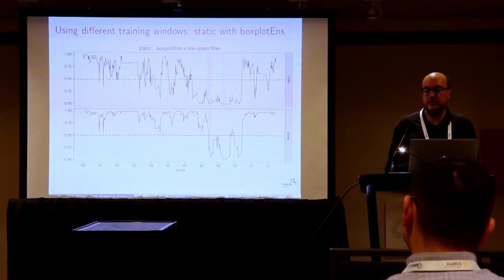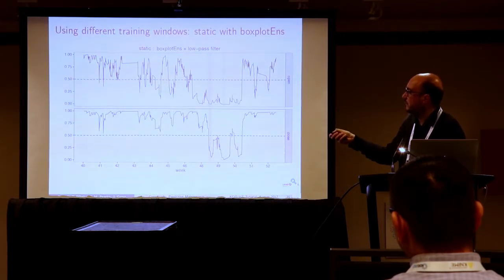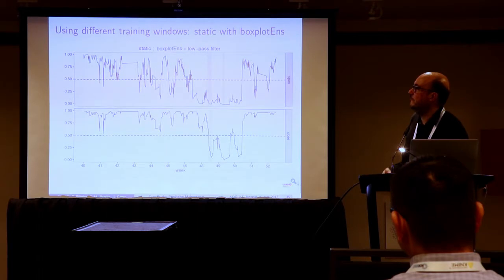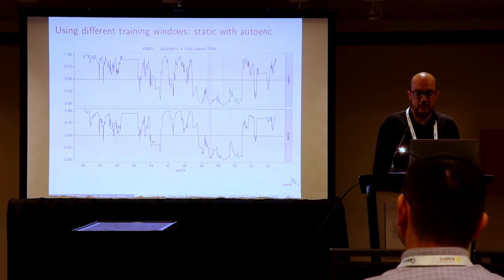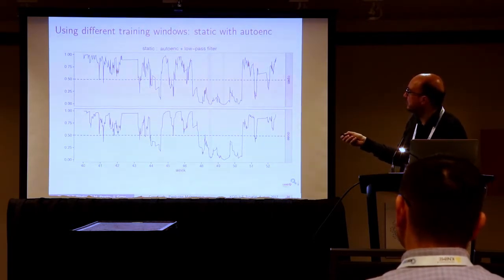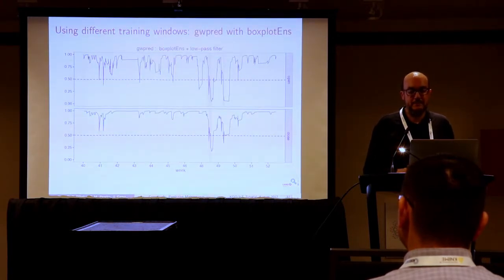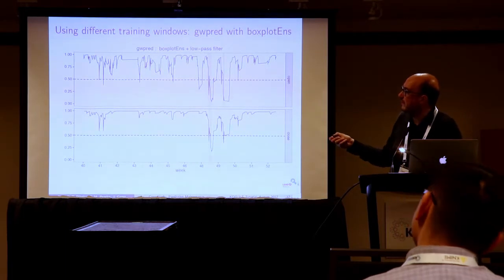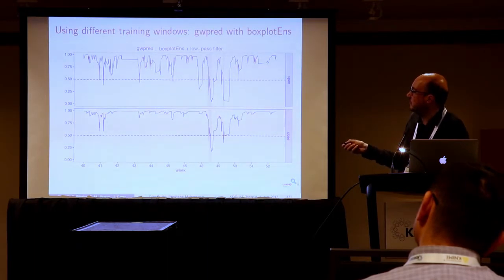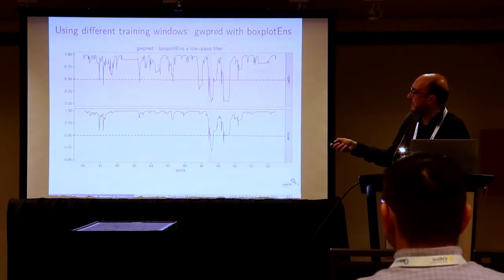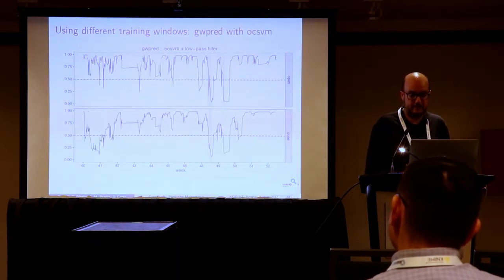Then when we change how we do the training windows, if we use the static one, the number of false alarms gets really high, so there's a need to update the model. We cannot use only the models from the beginning. So we change this and use autocolors, but still it's not working. When we start to use the growing window with self-prediction, this works much better. We have a small number of false alarms, and we are able to predict and detect these failures.